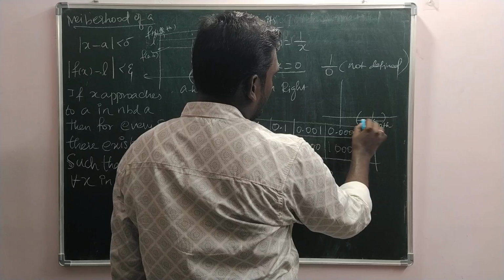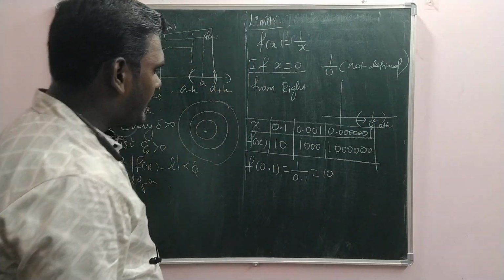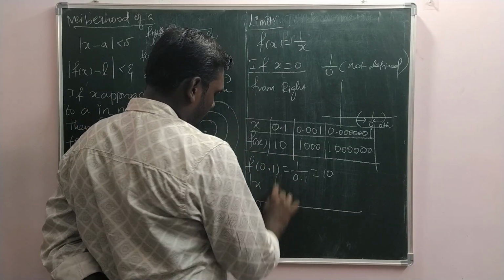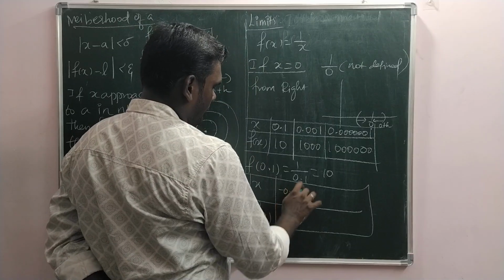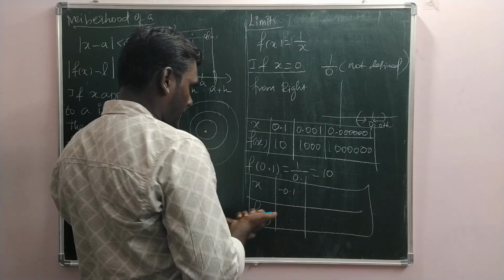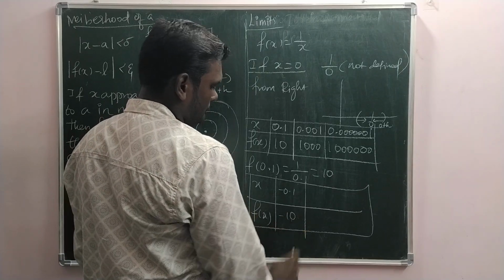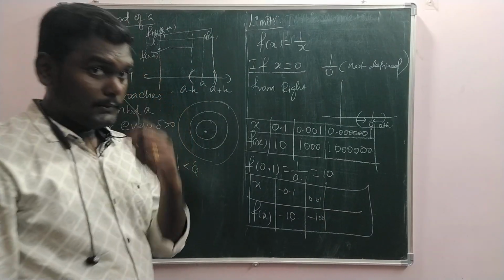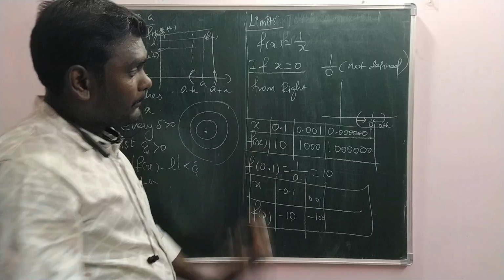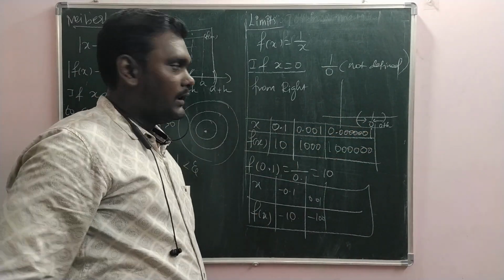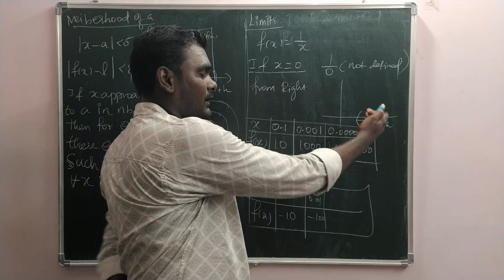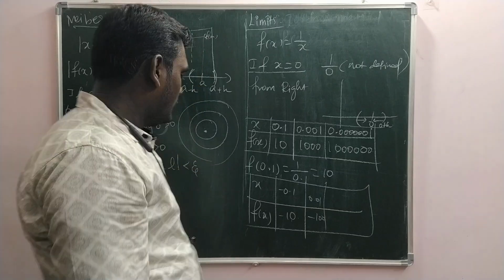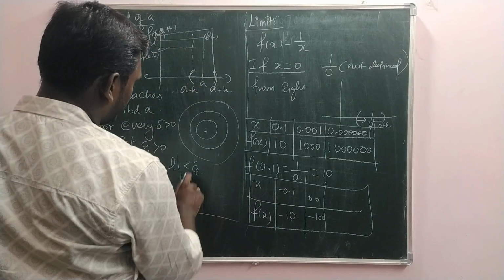What happens when you approach from the other side? Like minus 0.1 I am putting. That is minus 10. And this is minus 100 when you put minus 0.01. So it approaches minus infinity. When you approach from the right side, it is plus infinity. When you approach from the left side, it is minus infinity. So it is not getting any feasible value.